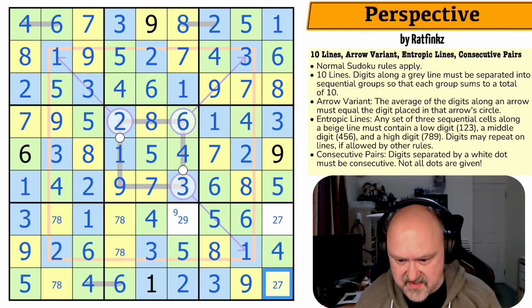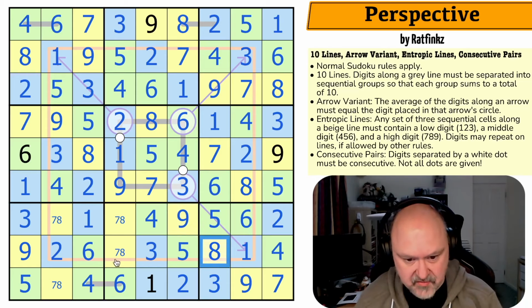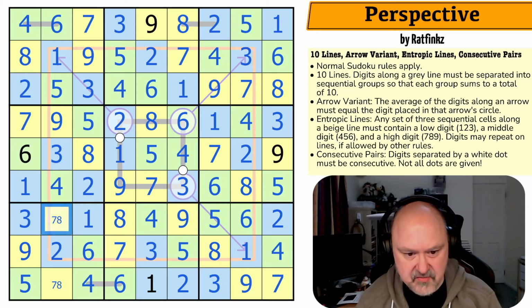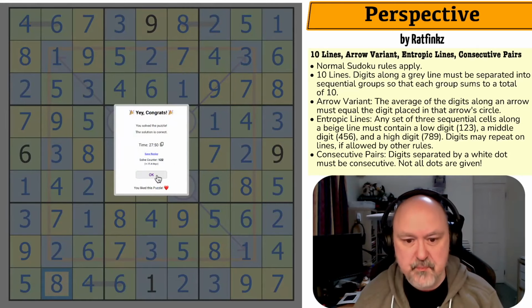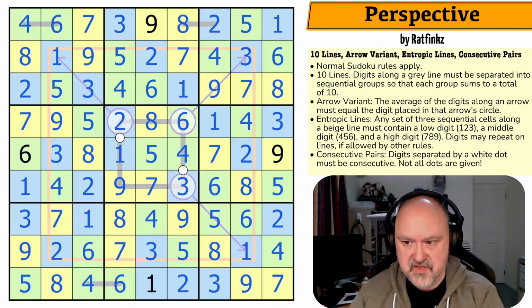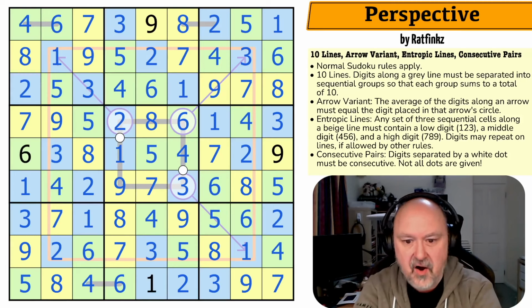This is the high digit I haven't placed, so it's the 7. This is going to be the low 2. This is going to be the high 9. The 8 looks across making that the 7 and that the 8, which looks across making that the 7 and that the 8. And that is the beautiful conclusion to perspective by Ratfinkz.